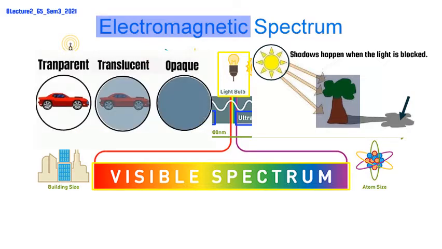Are all objects opaque? No, they are not. Some objects let light pass through them easily. These are the transparent objects. Some others let some of the light pass through them, and they are considered translucent objects.